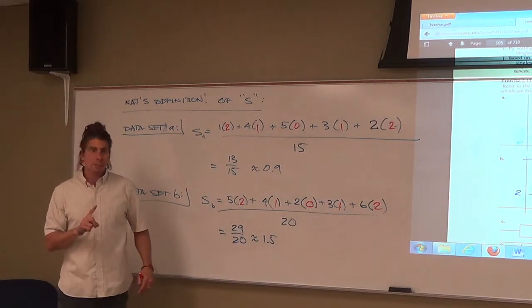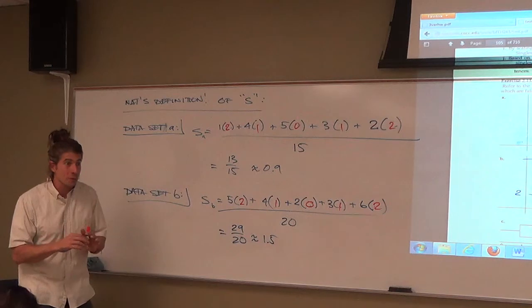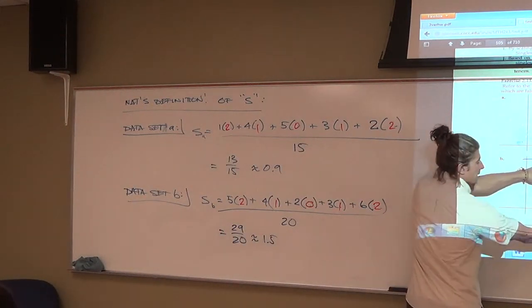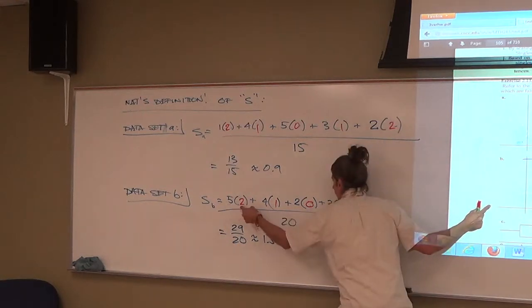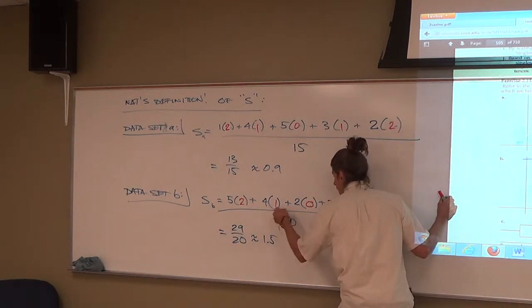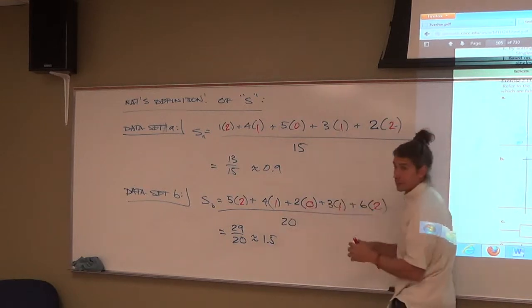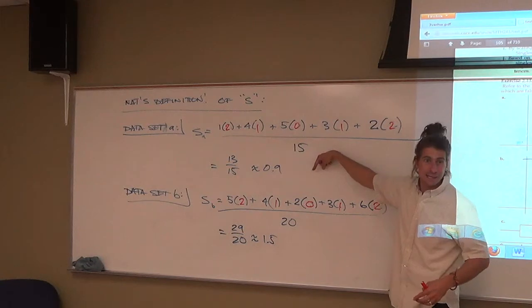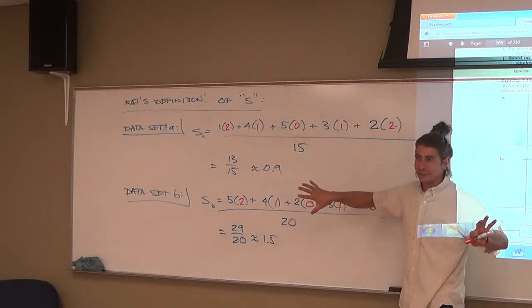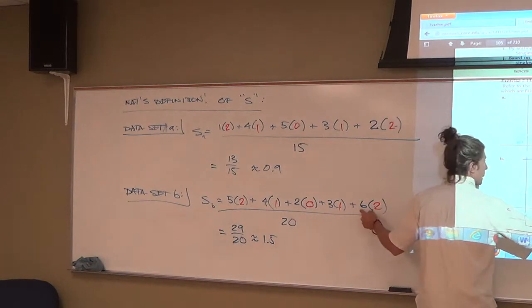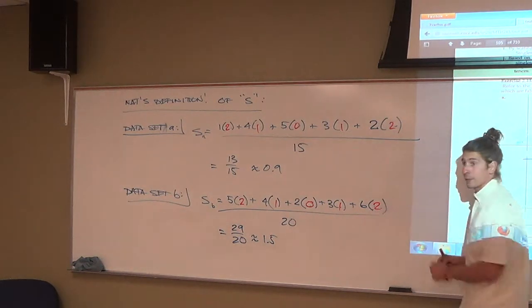Did the same thing for data set B, except I adjusted it for the frequencies. Now, there were 5 data points that were 2 down from average, 4 data points that were 1 down from average, 2 data points at average. Look at the difference there. That's the big difference. Hardly anything's at average in data set B. It's bimodal. 3 data points that were 1 up, and 6 data points that were 2 up.